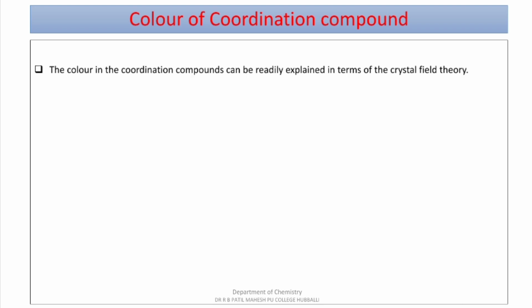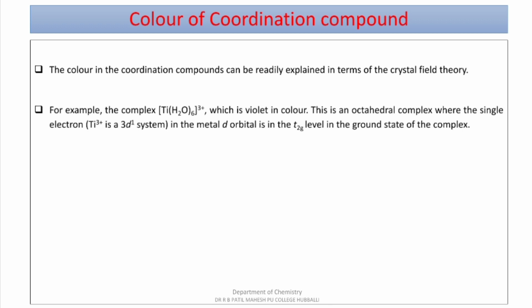In coordination compounds also, the same kind of process takes place. The color of a coordination compound can be readily explained in terms of crystal field theory, because in crystal field theory we learned about electron transition from a lower orbital to a higher orbital.